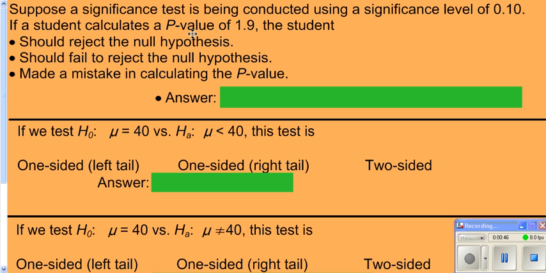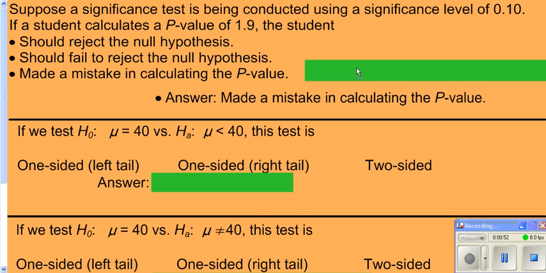Here we have a p-value of 1.9. In this case, we would say, well, they made a mistake in figuring out your p-value, because remember, your p-value is your probability. Remember, the largest your probability could ever be is 1, and that would mean it would always happen.